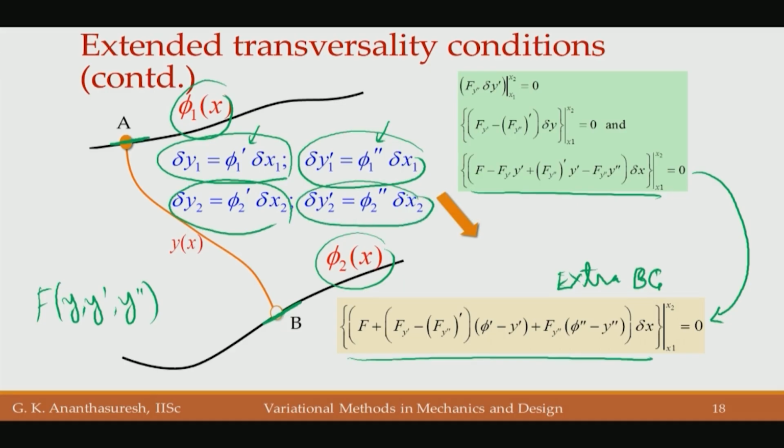If we now substitute this delta x 1 or delta y 1 that we have in terms of the other, we get an equation that is this long one that we get by adding. The new things that appear here are phi prime and phi double prime, which come about from the boundary curves where the boundary has to go. This is a more general version of the so-called transversality conditions.